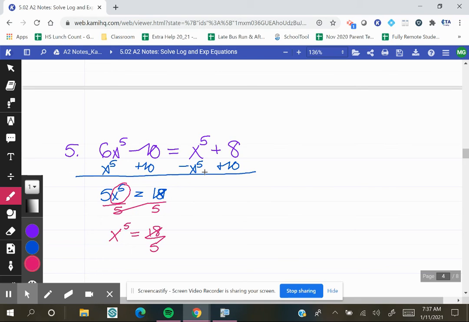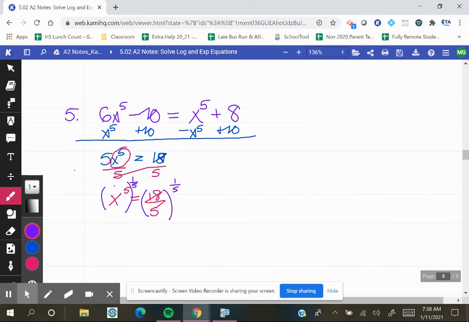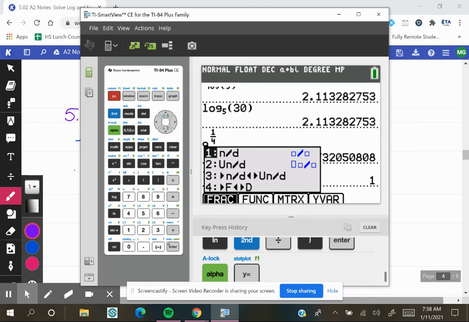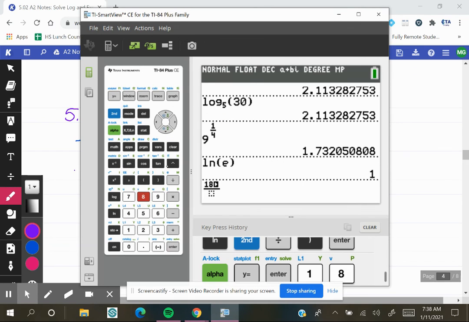Now I'm in scenario 2 where my variable is in the base. So when the variable's in the base, we isolate, which it already is, and then I'm going to raise both sides to the reciprocal. So my exponent is a 5, so that's 5 over 1, so the reciprocal is 1 over 5. It's like taking the 5th root of both sides. And we're really just going to type all of that into our calculator. So you're just going to go to your calculator and type in 18 over 5.